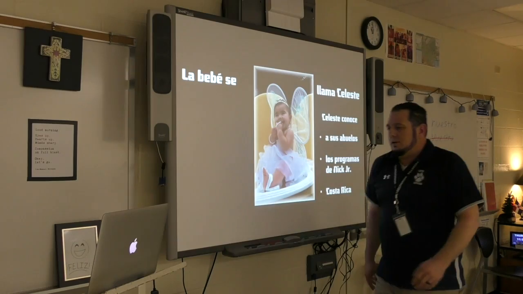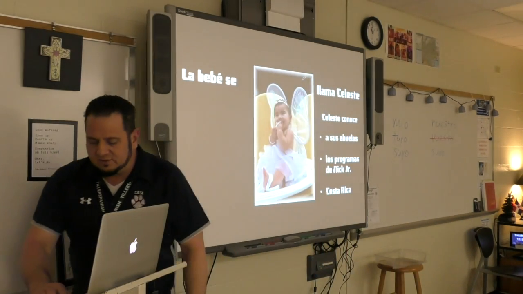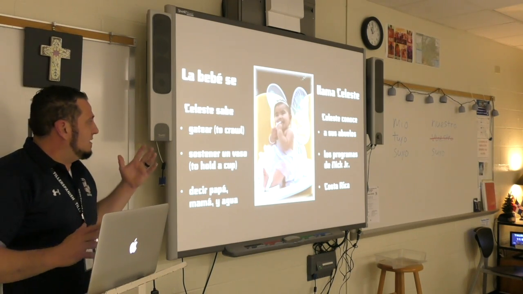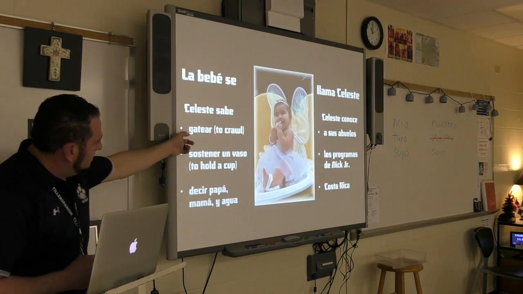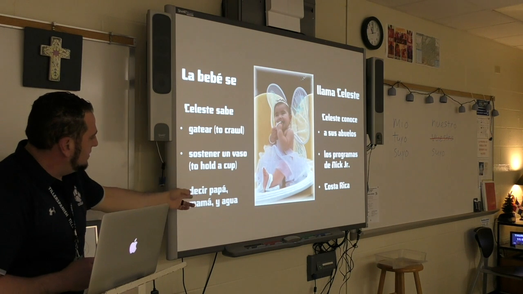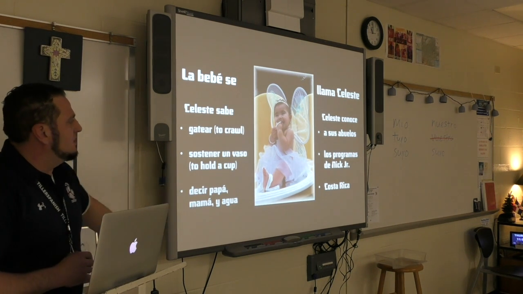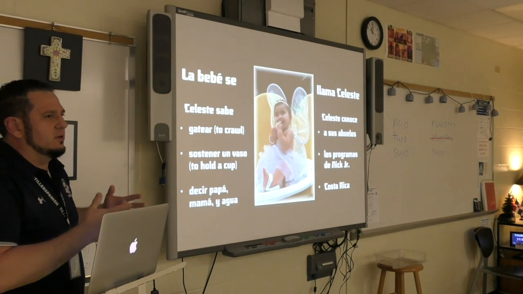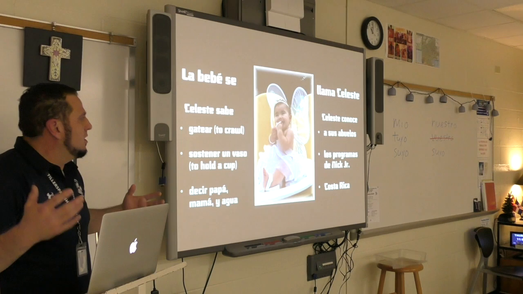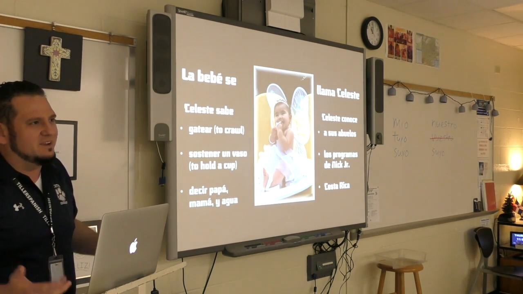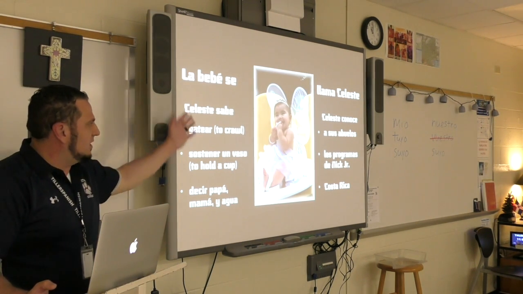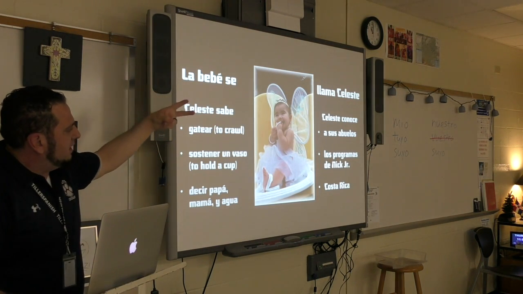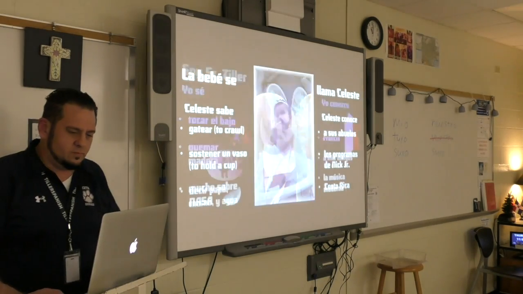Okay? All right. So those are the differences between saber and conocer. You can see the side-by-side contrast here. That's an ability, that's an ability, that's an ability. You really couldn't assess whether or not she knew certain facts, like the grand unifying theory of everything, because she couldn't talk yet. So I just focused on abilities. And then over on the right side, we've got people, creative works, and a country.